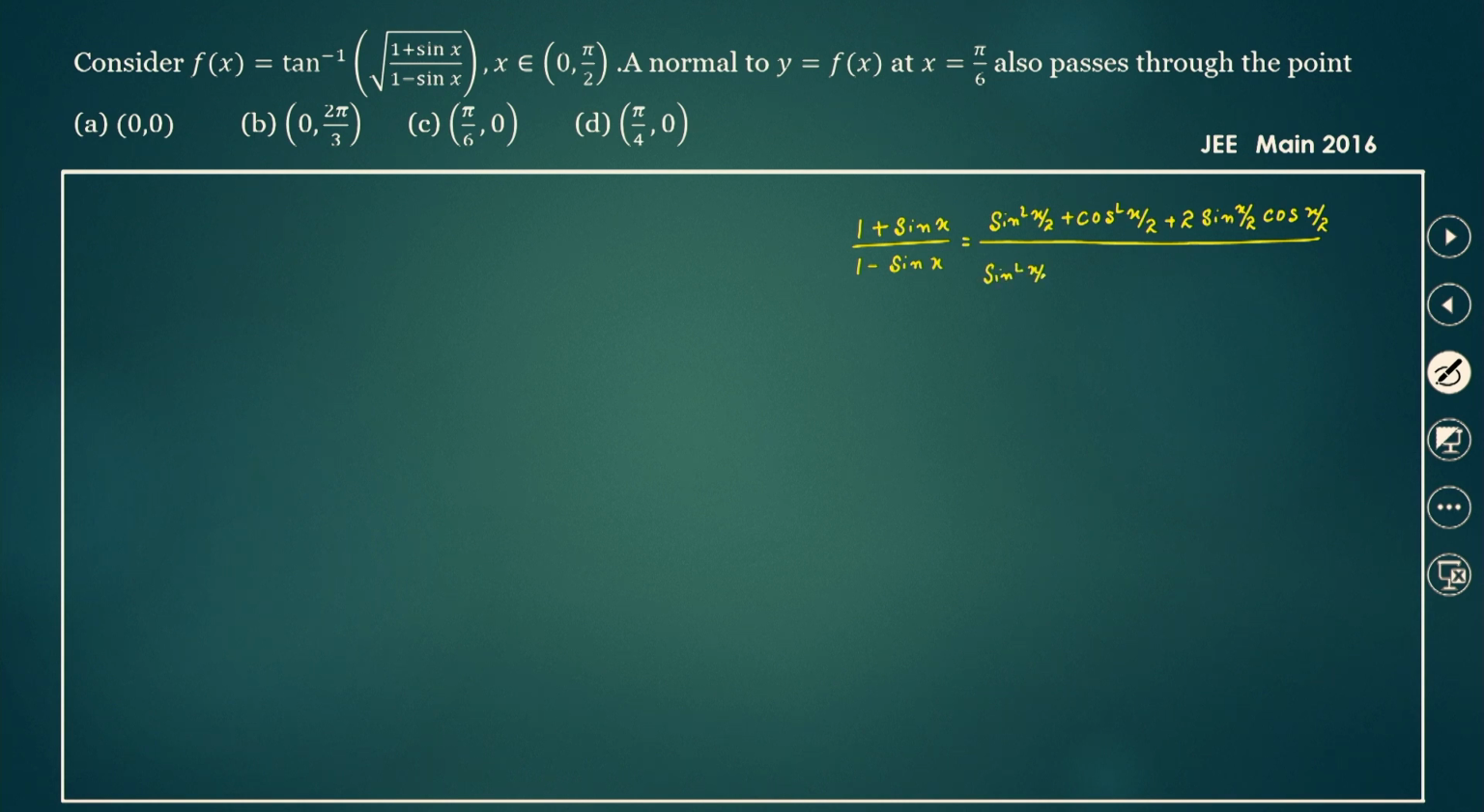And in the denominator, we'll write the same thing: sin squared x by 2 plus cos squared x by 2, and with a plus sign here, it is minus 2 sin x by 2 and cos x by 2. Okay. Now that implies that the ratio of 1 plus sin x and 1 minus sin x is (sin x by 2 plus cos x by 2) whole squared over (sin x by 2 minus cos x by 2) whole squared.